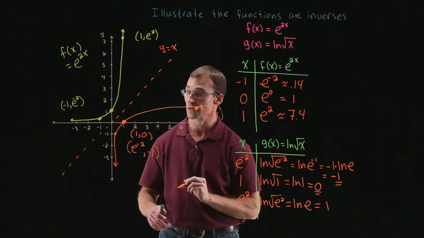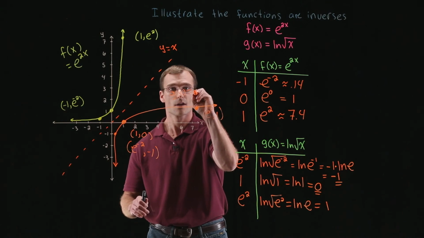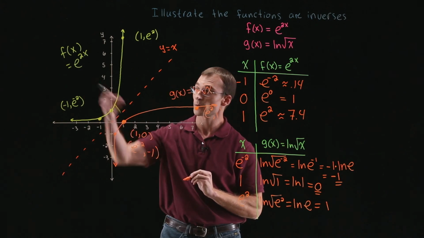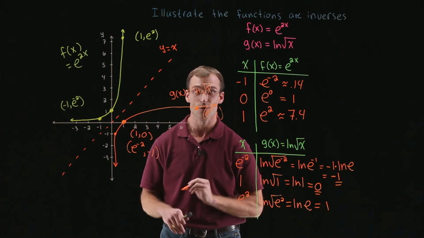So in fact, it does look like the graph of g of x as the natural log of the square root of x is the graph of f of x equal to e to the 2x rotated around our line y equals x, which confirms they're inverses.